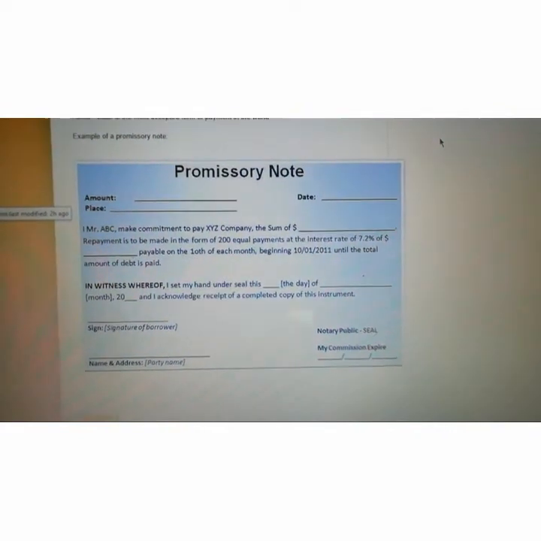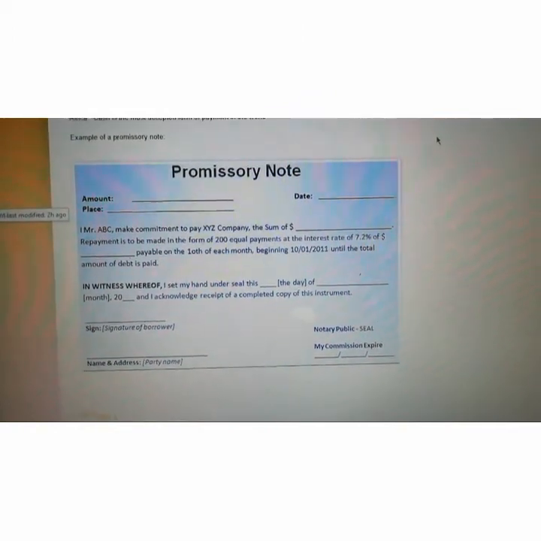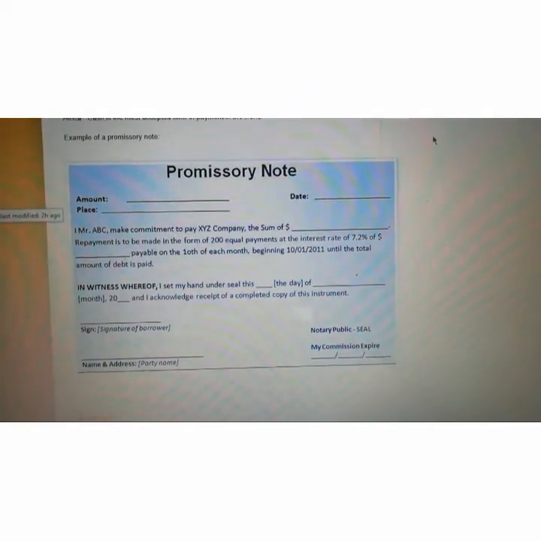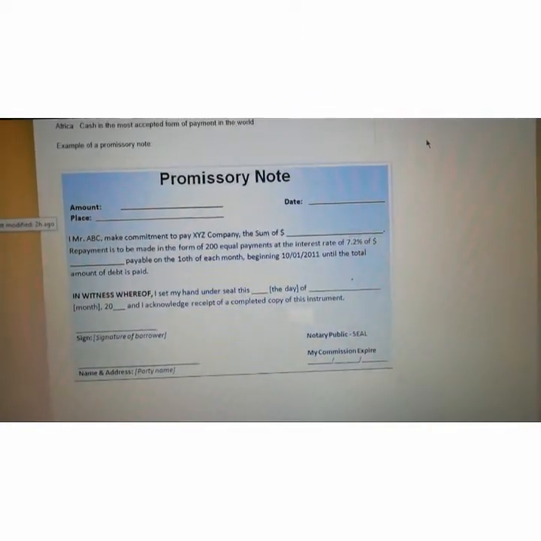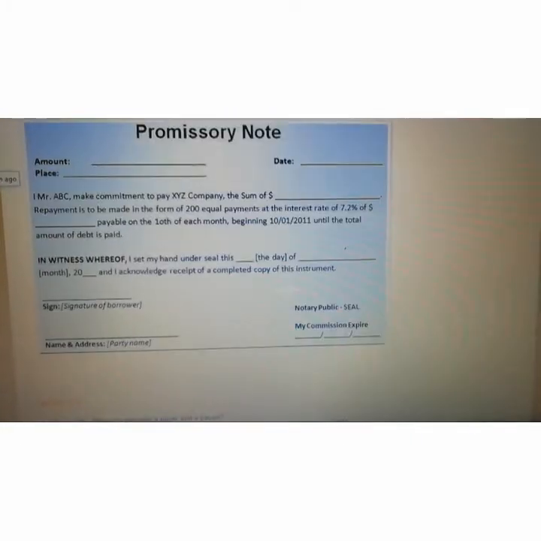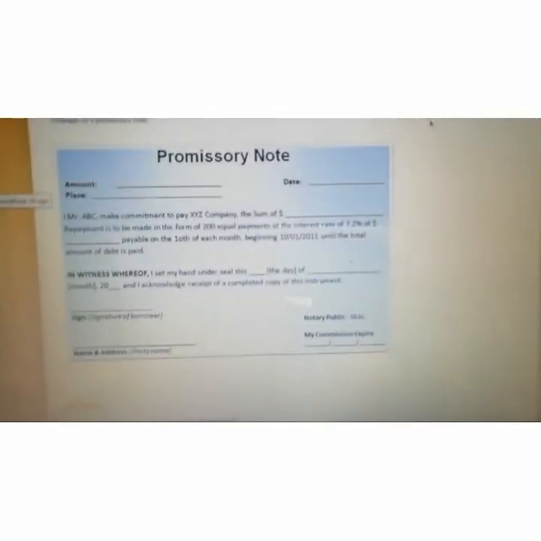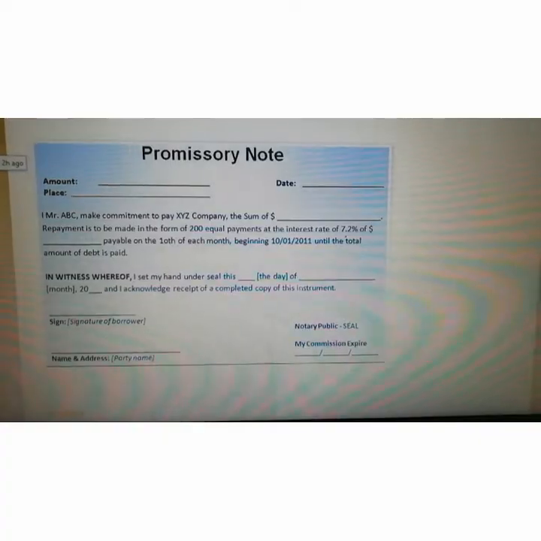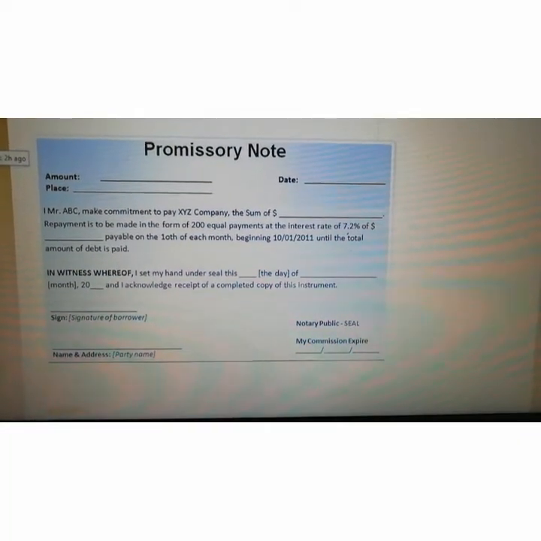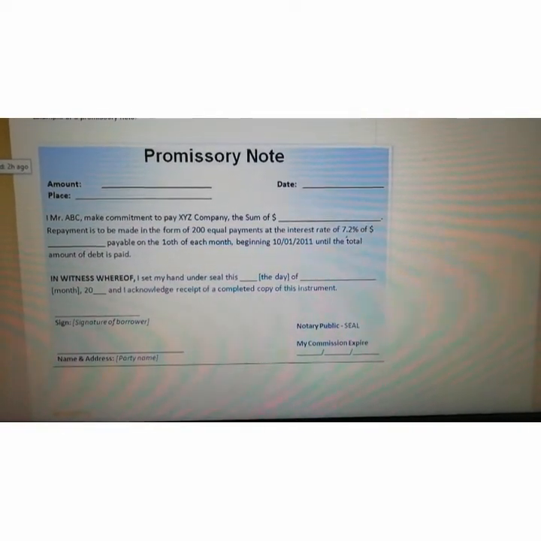You need a witness for this. In witness, wherefore, I set my hand under seal. This is the day that goes in that bracket, of the month, comma, the year, and I acknowledge receipt of a complete copy of this instrument.